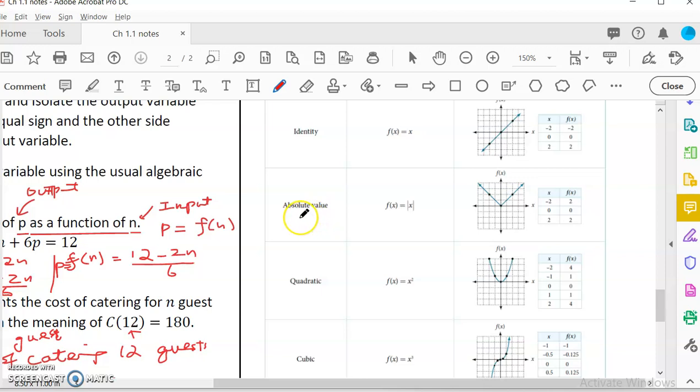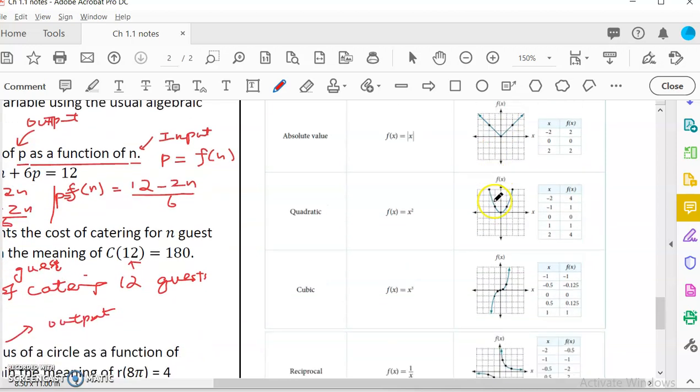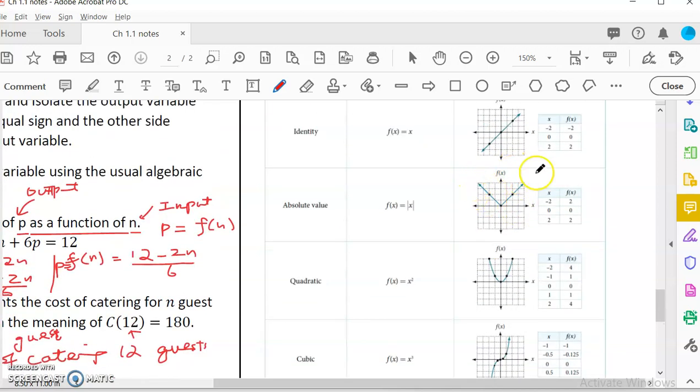The third is called the absolute value function. It's very similar to the identity function, except your y is always positive. So it's the absolute value of the input. So you would have 1, 1, 2, 2, but when x is -1, your y is still 1. Okay, and the shape is like a V shape.